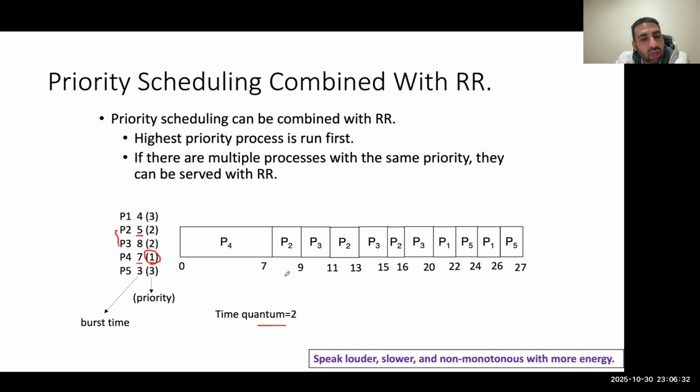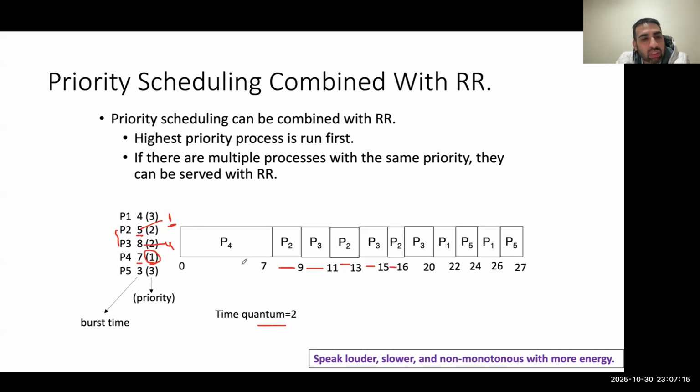So we allow P2 to run for 2 time units from 7 to 9, right? And then we switch to P3. Then P3 runs for 2 time units from 9 to 11. So the remaining time of P2 is 3. So it runs once more from 11 to 13. And now the remaining CPU burst of P2 is 1, right? And then P3 runs from 13 to 15. And now the remaining CPU burst of P3 is 4, right? Then again P2 runs, but P2 runs for only 1 time unit because its remaining CPU burst is 1. So it runs from 15 to 16, right?